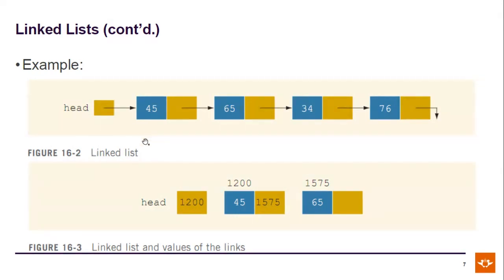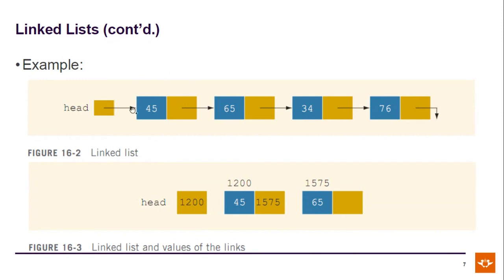The pointer doesn't store data, it stores a memory address. As you can see here, the head is storing a memory address, and that memory address is this memory address here. When you dereference the head, which is the pointer, you will then get the data that is stored inside of that memory address.